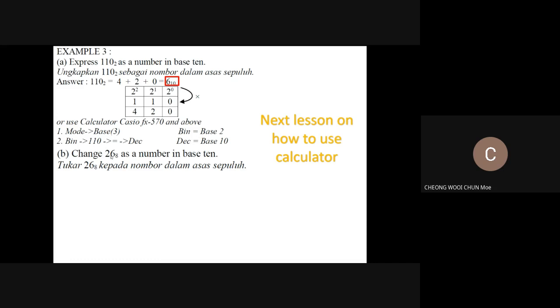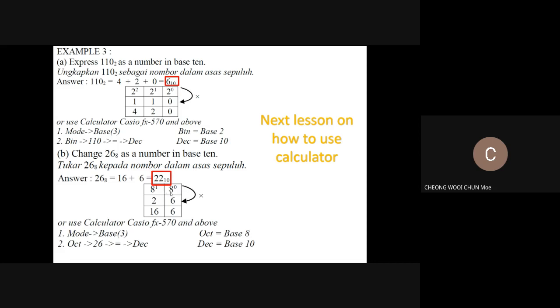B, change 26 base 8 to base 10. Just now this one was base 2, so you used 2. Now it is base 8, so you use 8. So 8 power 0 and 8 power 1. So 6 times 8 power 0, and then 2 times 8 power 1. So 2 times 8 power 1 is 16, 6 times 8 power 0 is 6. Then both add up together, you get 22 base 10.